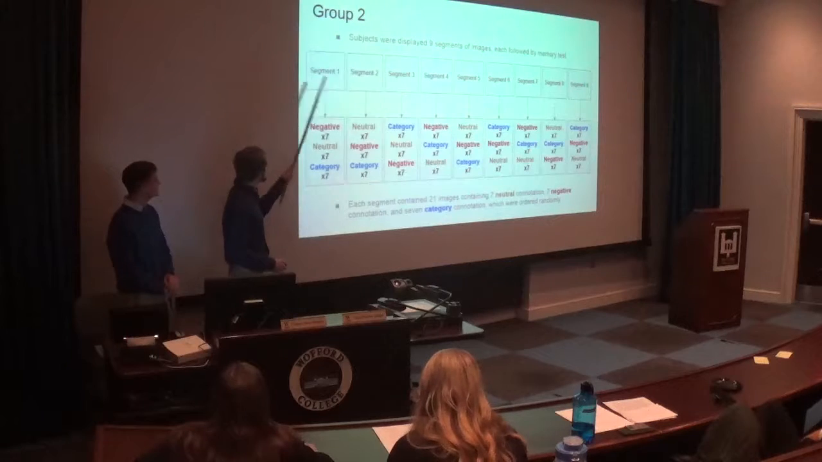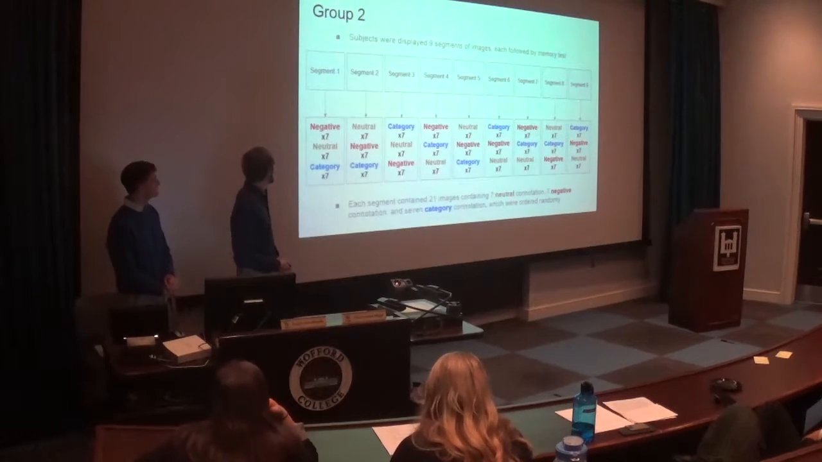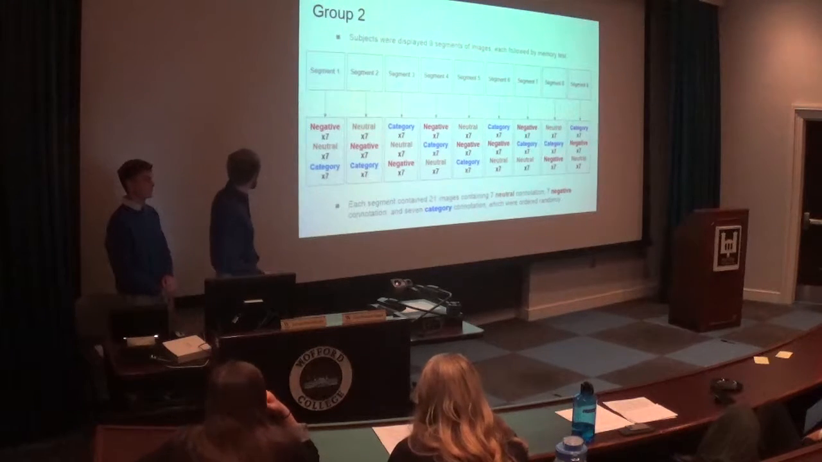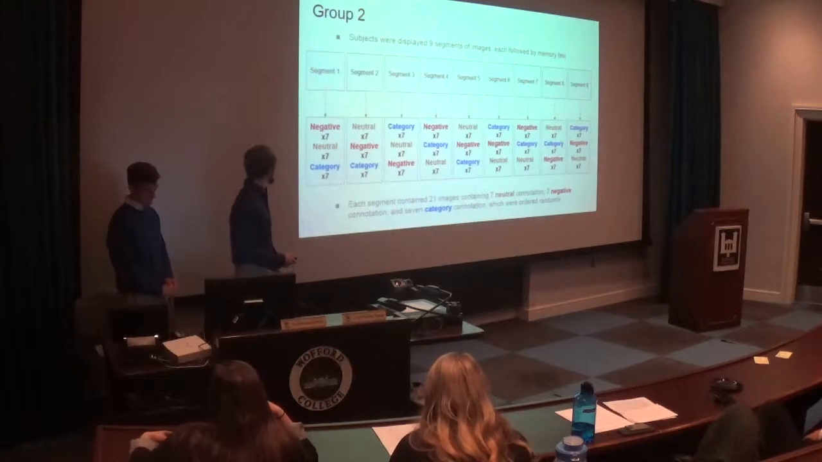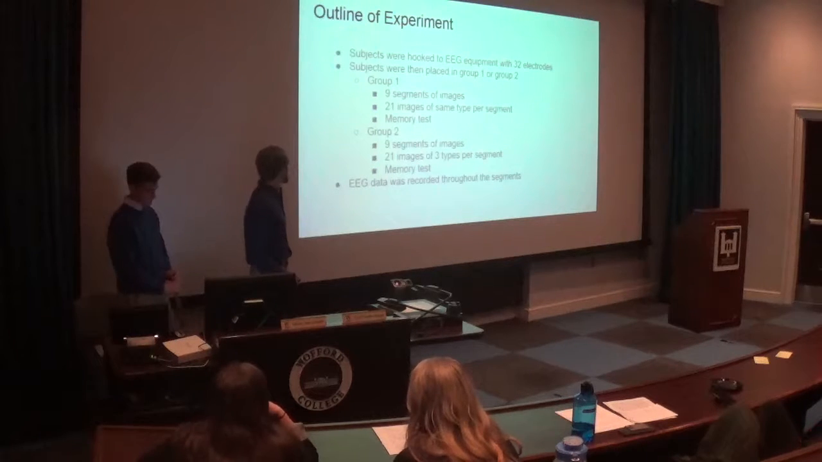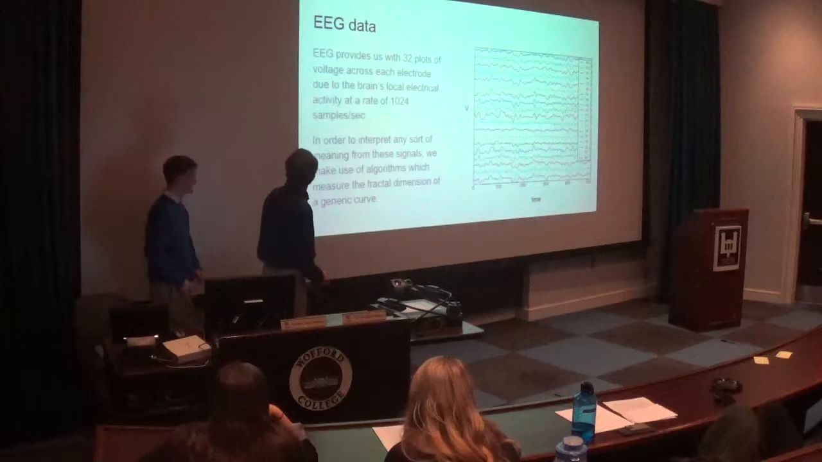Group 2 were also shown 9 segments of images with memory tests in between, but they would get a randomized selection of negative, neutral, and category. It'd be 7 of each though. And the memory test is based off those images. The EEG data was recorded throughout these segments, and that's what we've been working with.